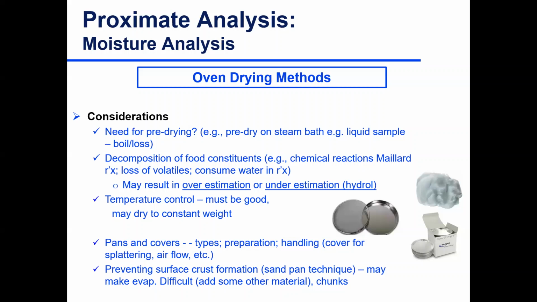Pans and covers, there's some comment there. Some things may splatter as you put them in the vacuum oven; they tend to splatter up. That's not good if it's lost from that vessel. So there may be some kind of cover on top of the vessel, and the place where you put your sample may be covered with something.